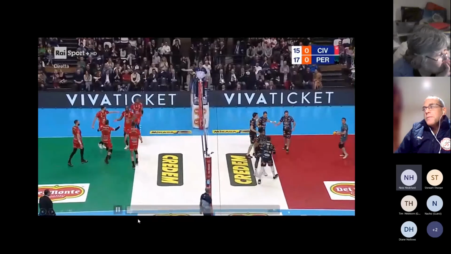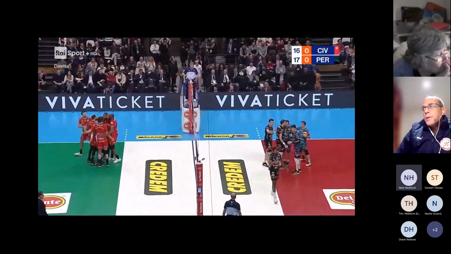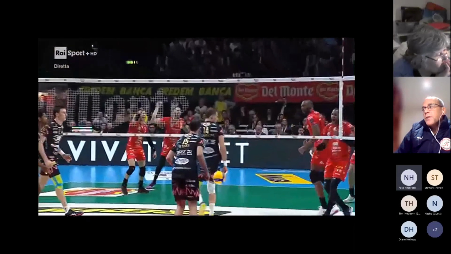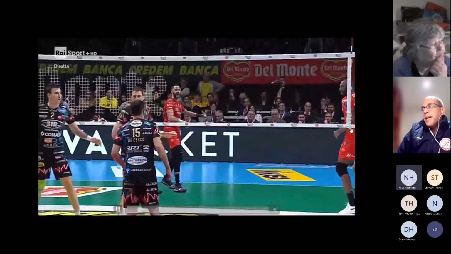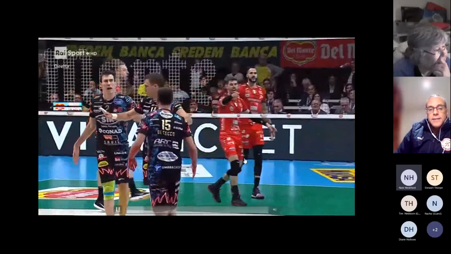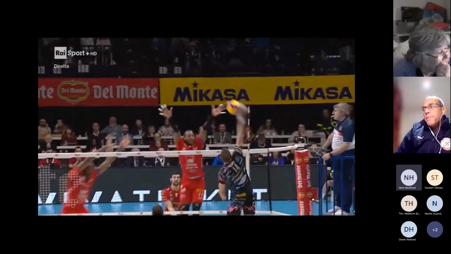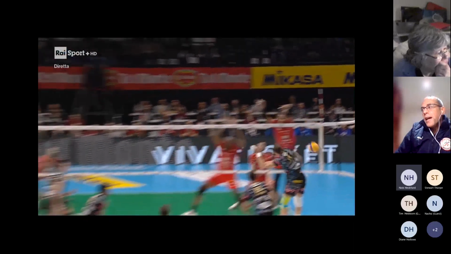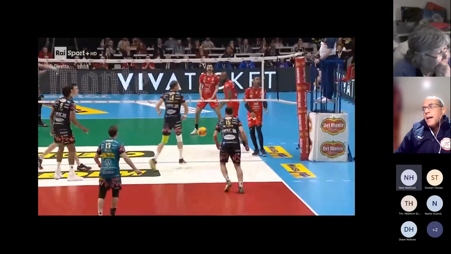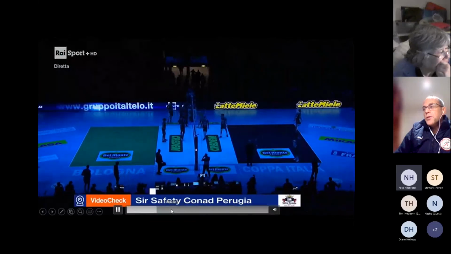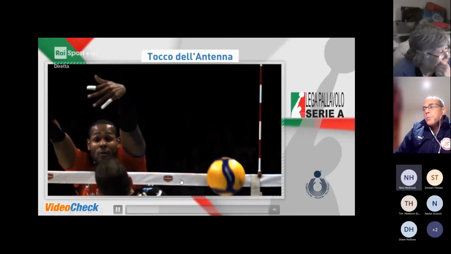As you can see, the ball's come down quite quickly off the block, but you can see that the ball was going out, and it only stopped from going out by hitting the antenna, and therefore hitting the antenna is out as well. So therefore, straight off the block, it hasn't hit the attacker again. So this should be ball out, and the point should go to Safety Perugia in this instance.